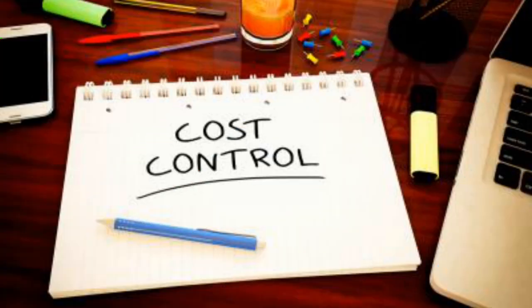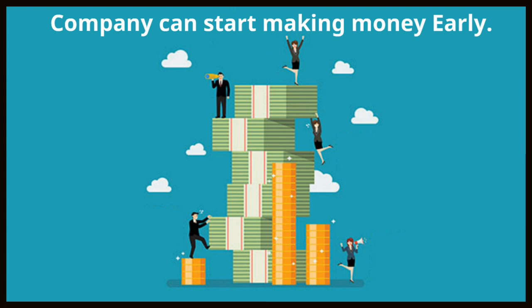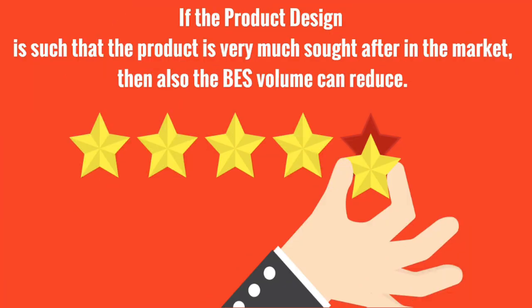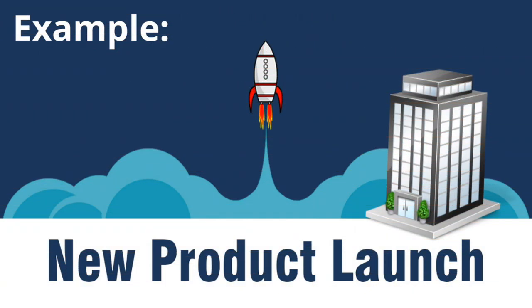With good efficiency, if the company can control fixed costs and variable costs, the company can lower BES volume. Company can start making money early. If the product design is such that the product is very much sought after in the market, then also the BES volume can reduce.